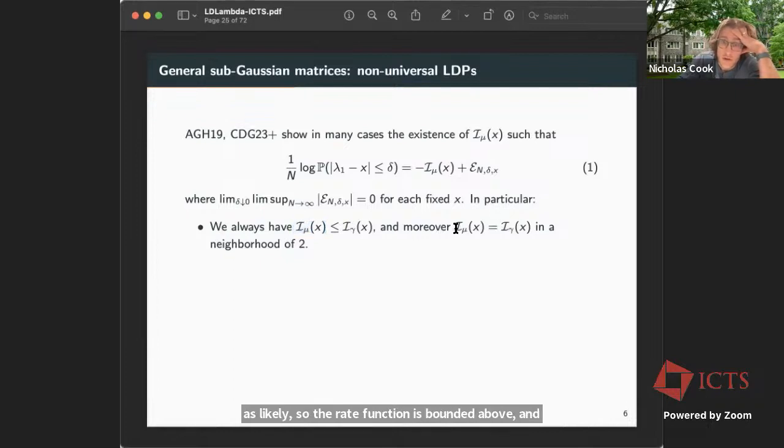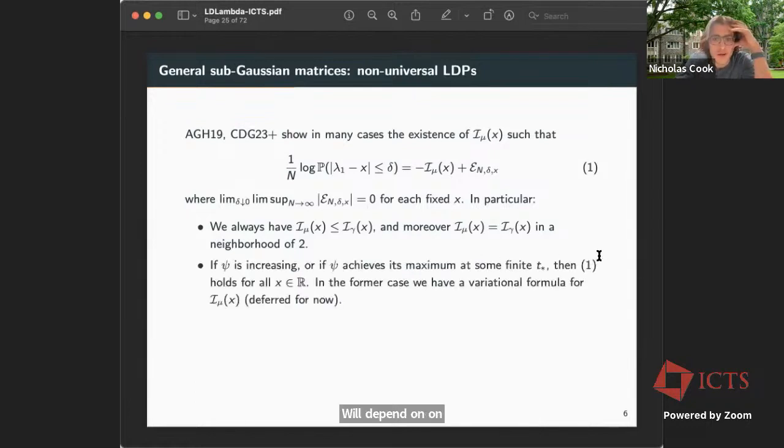And we can actually show that the rate function is equal to that of the Gaussian in a neighborhood of 2. Of course, to the left of 2 they're both infinity, but going to the right from 2, they actually match for a little while. How far they match will depend on mu. A partial result, I think assuming psi max was below some threshold like 1, was already established in this previous work, and we removed that hypothesis. So this actually holds in general.